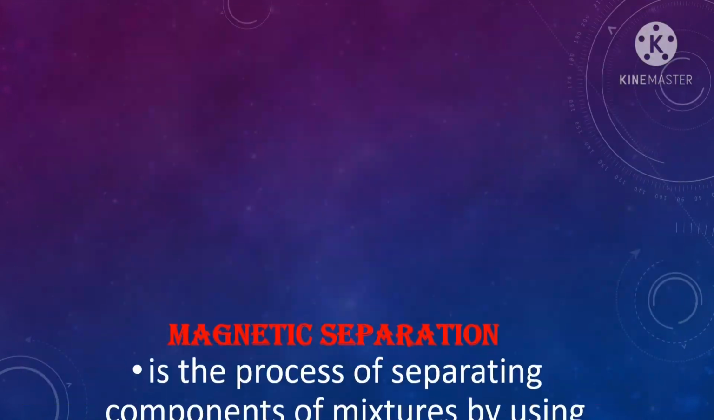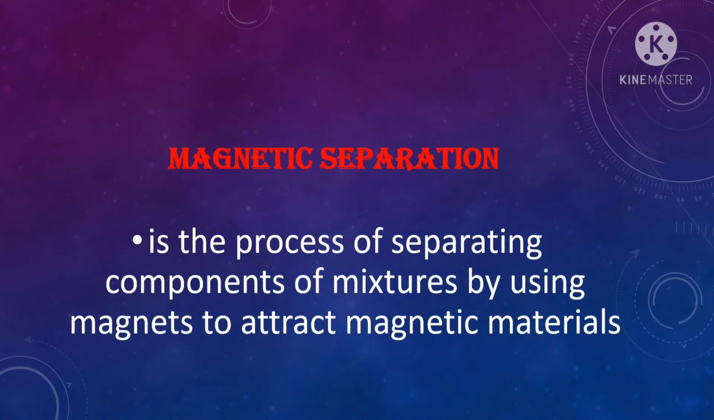In the activity, we use magnetic separation, which is the process of separating components of mixtures by using magnets to attract magnetic materials. In the activity, we have seen that the iron filings were attracted by the magnet, and it was separated from the sand and from the creamer or the coffee mate.